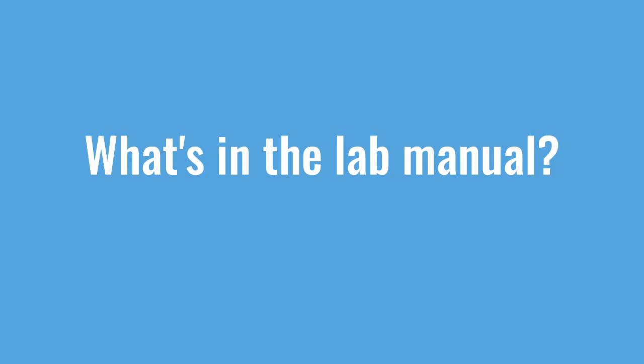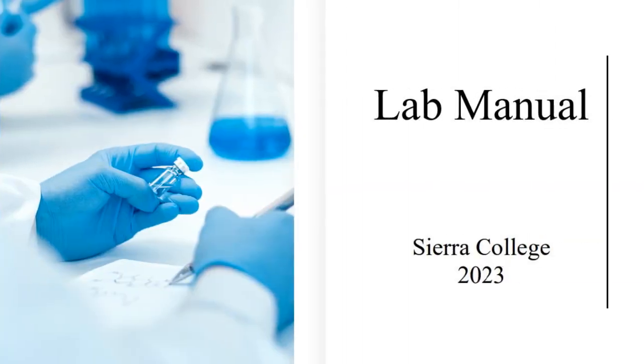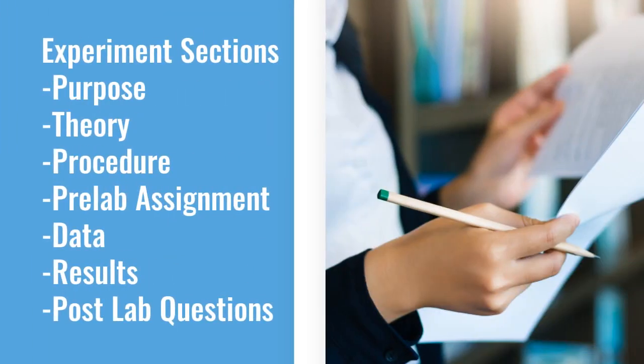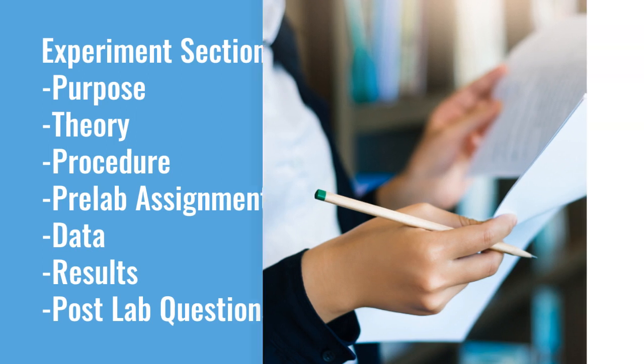Maybe this is the first lab class you've taken, or the first one that's required preparation for labs. Either way, I wanted to go over what's in your lab manual and briefly talk about the different sections. Your lab manual will have all the experiments that you'll be doing over the semester. In the lab manual, every experiment has the same sections. It has a purpose, theory, procedure, a pre-lab assignment, data section, results, and post-lab questions.